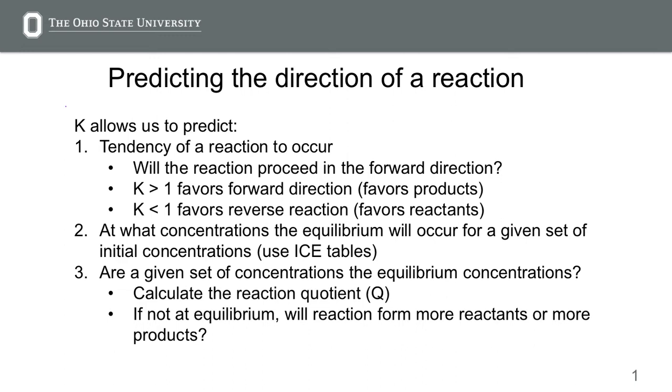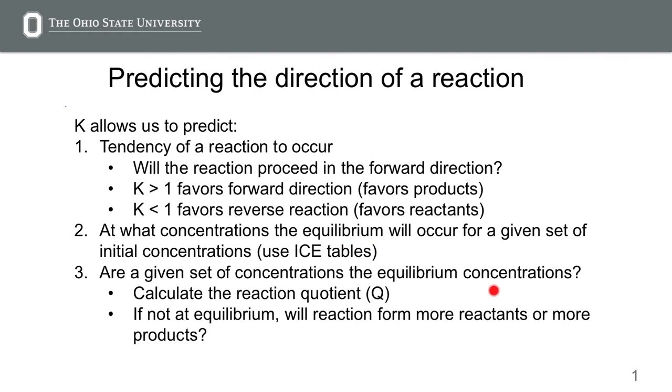K greater than 1 favors the forward direction, favors products. If K is less than 1, it favors the reverse reaction, or it means it's reactant favored. So reactants will be the main components if K is less than 1. The other thing that K will inform us of is the concentrations at which equilibrium will occur given initial concentrations. So that's all the ICE table stuff we've just been doing.